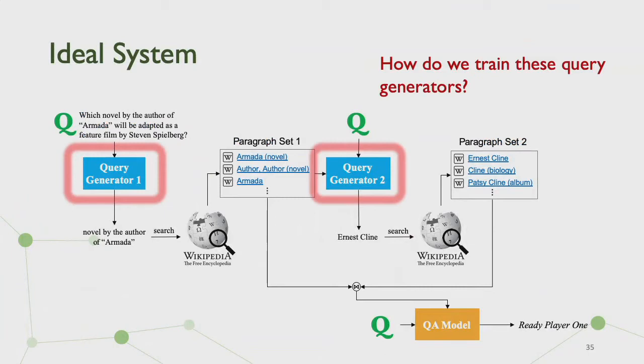Yeah, that's definitely right. We didn't try very hard. We basically just retrieved a total of 10 paragraphs to be fair with other systems that are evaluated. So from either hop, we retrieved 5 documents.